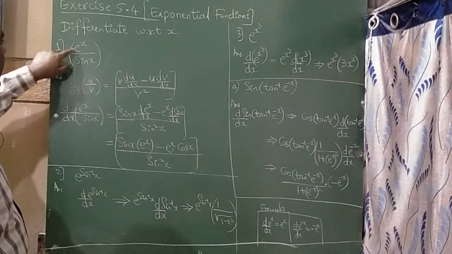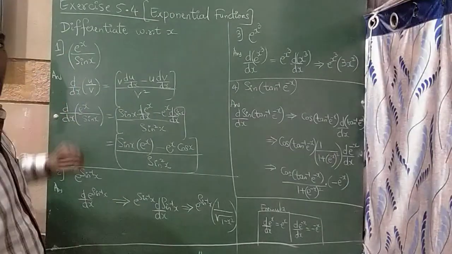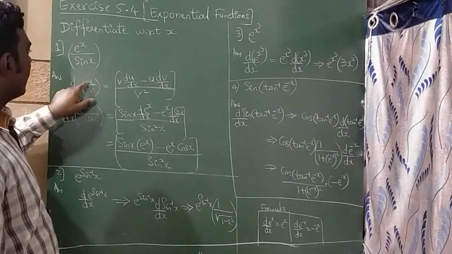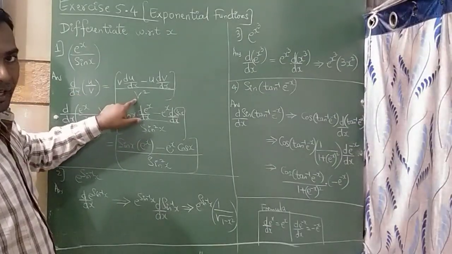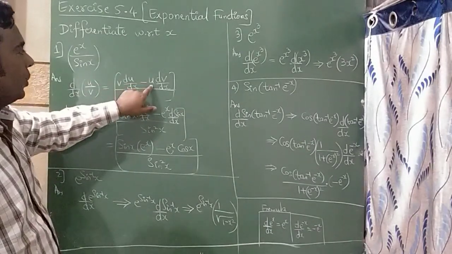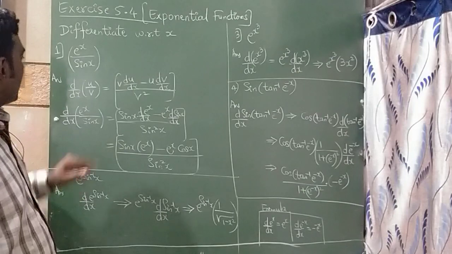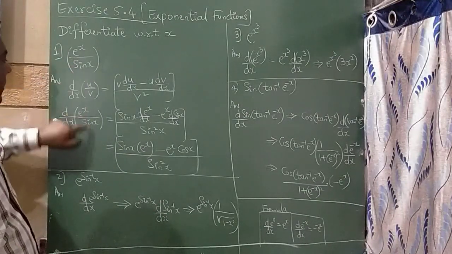The first question is e raised to x divided by sin x. There is a formula for this. This is called the quotient rule. So d by dx of u by v is equal to v square in the denominator, and in the numerator v d by dx of u minus u d by dx of v. So your u will become e raised to x and v will become sin x.